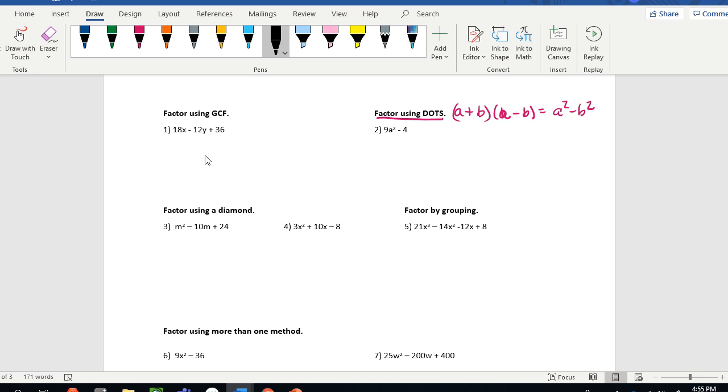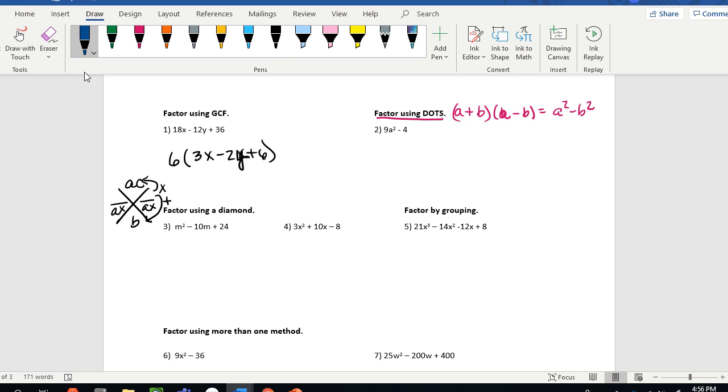All right, so this one is going to be 6 goes into all of them. So pulling out a 6, it leaves 3x minus 2x plus 6. And that is not an x, that is a y. Sorry. All right, factor using a diamond. To do a diamond, those of you that don't understand, it's AC over B. Set this up where you have AX here, and you multiply to go to the attic. And you add to go to the basement. So there's your rules.